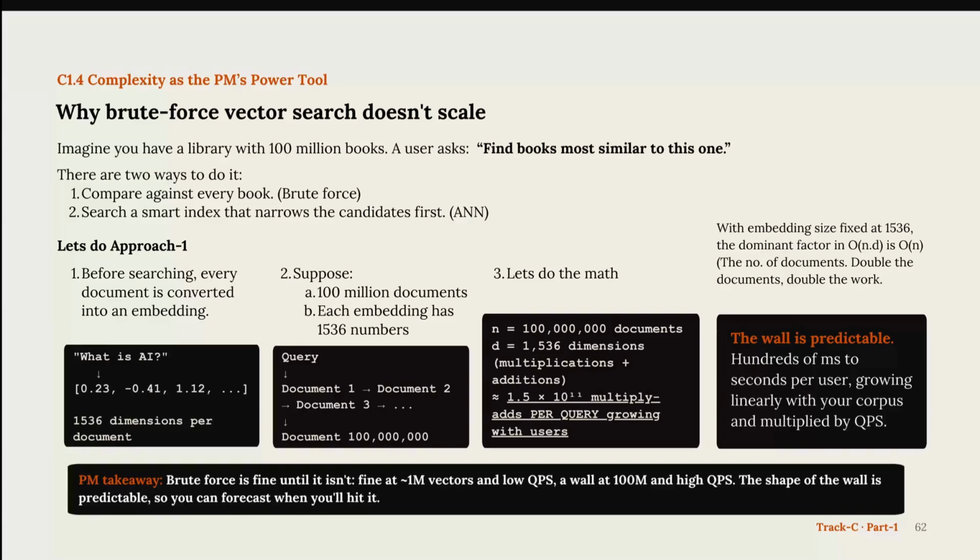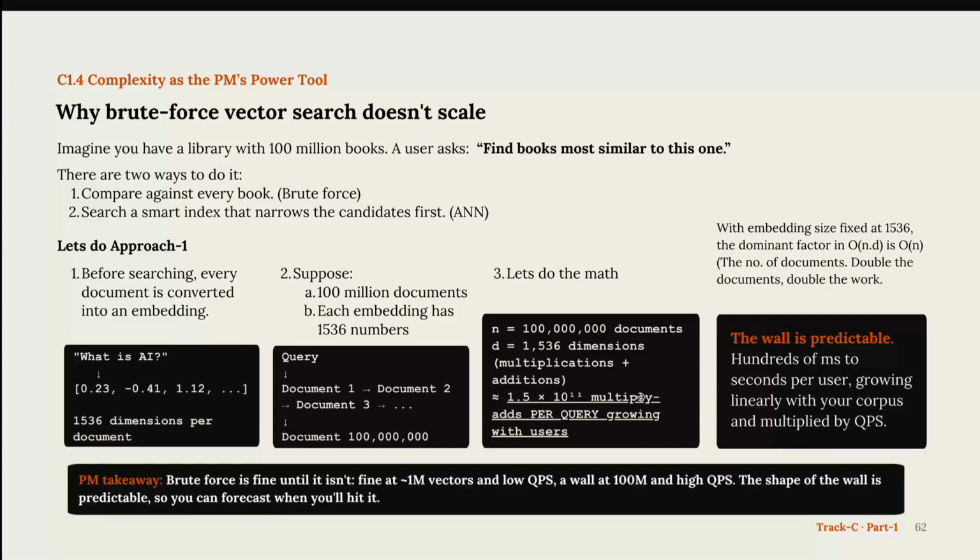Okay, so let's take approach one, which is the brute force. Before searching, every document is converted into an embedding. We know this. If there is a document, we convert it into an embedding of a particular dimension, and we compare it against all the documents. 100 million documents have their own embeddings, and we do a comparison between one document and 100 million documents. This becomes 1.5 into 10 to the power 11 multiplications and additions. So huge per query. This is one query, and if there are more, it will grow with those users as well.